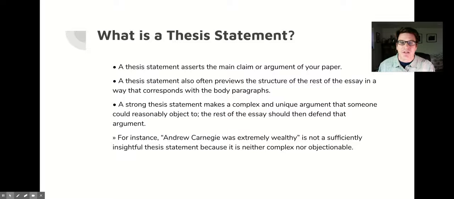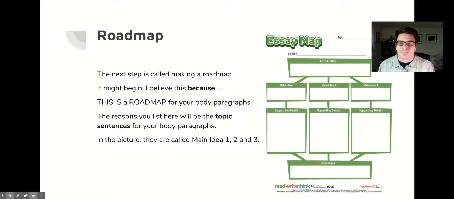I'll give you a chance to look at that last example. The roadmap step is the because. So I feel this way because, or the turning points in his life changed him to who he is. Here are those turning points. So these main ideas would be the roadmap, and each one of these would have a topic sentence. Those would be body paragraphs.